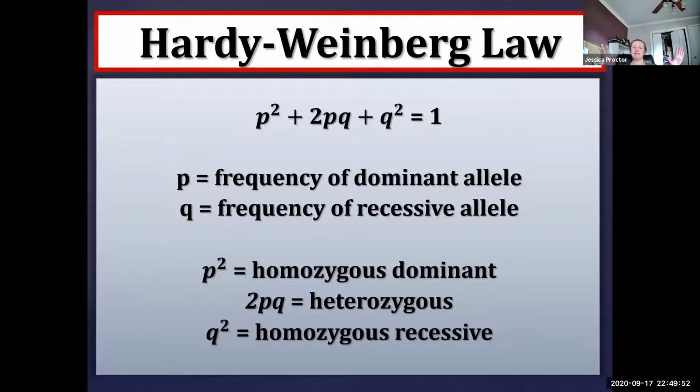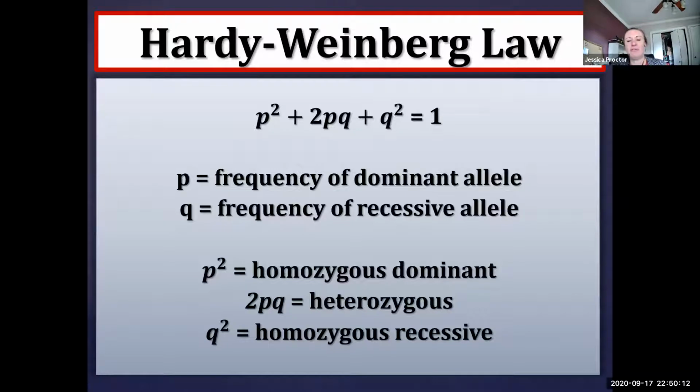All right, so the equation itself, and I'm going to say this a couple times, not to be annoying, but this is really important to cement into your head. The equation itself: p squared plus 2pq plus q squared equals 1. One more time: p squared plus 2pq plus q squared equals 1.